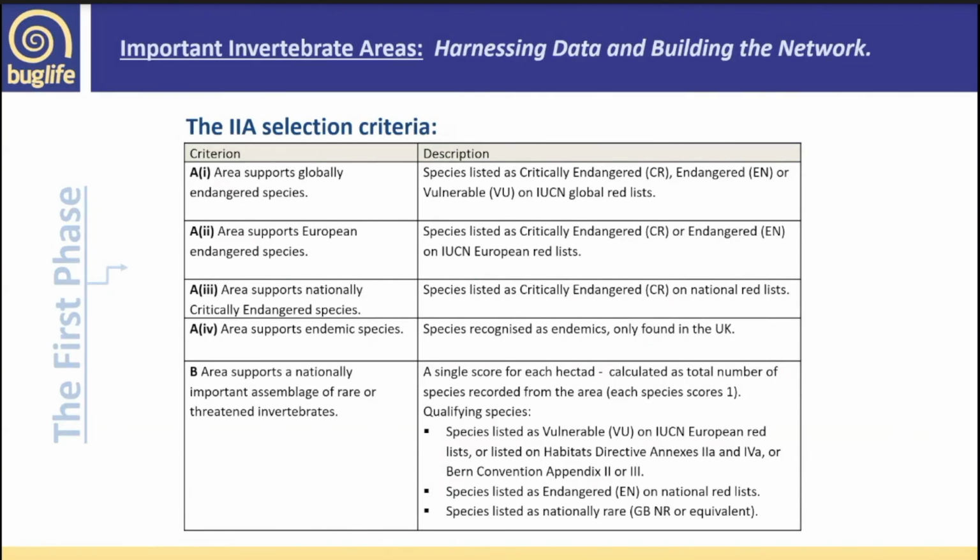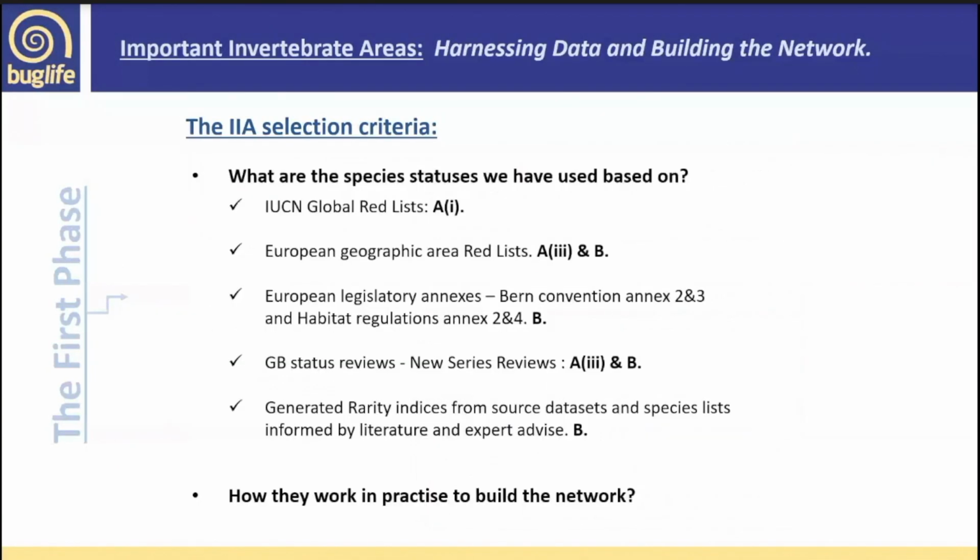Category A and the sources of these are very, very important species which are extremely threatened, extremely rare, and often within global red lists, European geographic red lists, and other legislatory annexes, or they are critically endangered and or endemic within GB status reviews. Category B is about assemblages. So the assemblages are, again, all protected species or ones that are highlighted being particularly rare or threatened. But we have also added to this with a rarity generated index, which has helped form particular data sets.